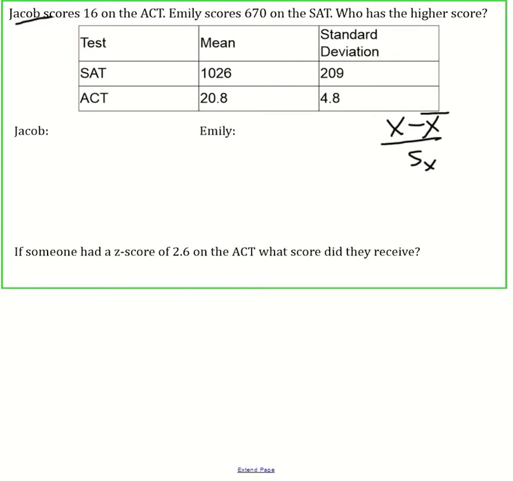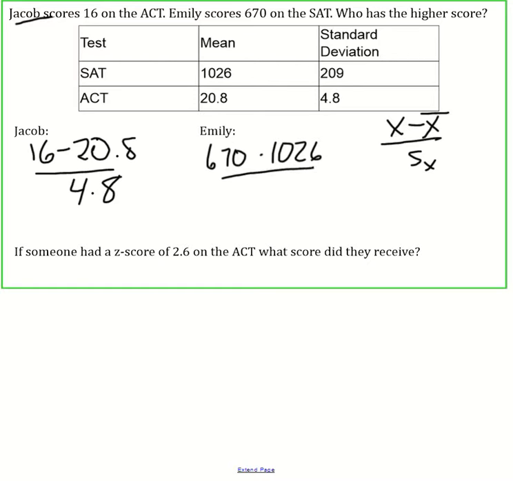Jacob's score is 16, so we have 16 minus the ACT mean of 20.8, and we divide by the standard deviation. For Emily, we do the same thing. Her score was a 670. We do 670 minus 1026 divided by 209. Now let's calculate these and see what we get.